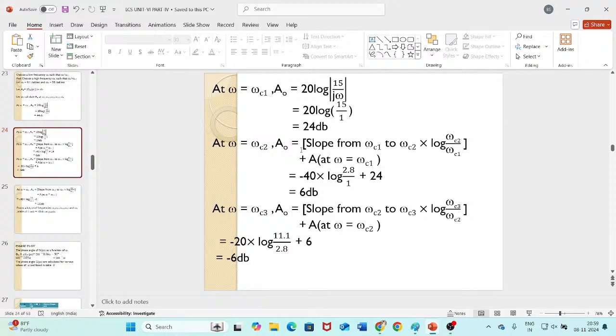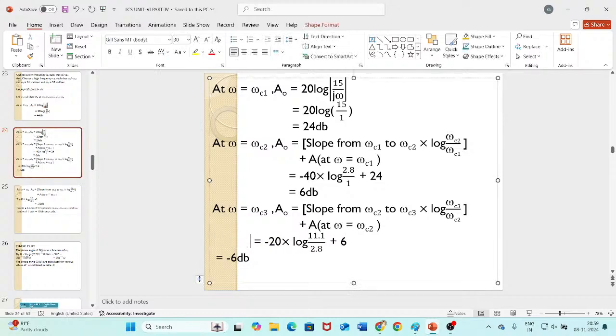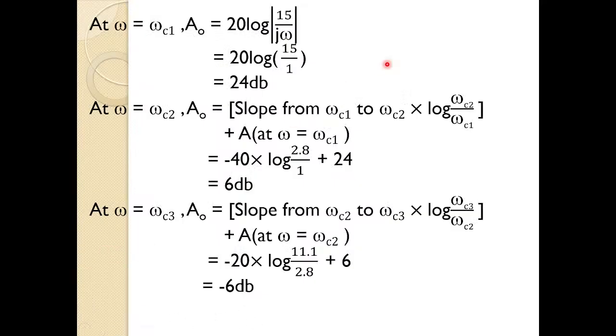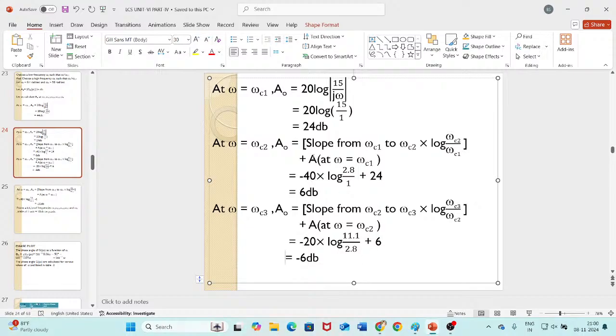The slope from omega C1 to omega C2 is minus 40. Next, into log omega C2 by omega C1. Omega C2 value is 2.8 and omega C1 value is 1, plus A at omega equal to omega C1. Here it is A naught, not A.